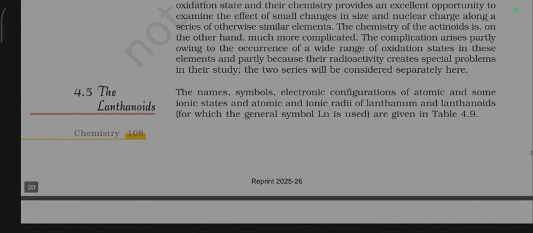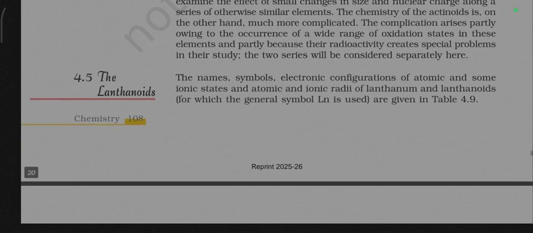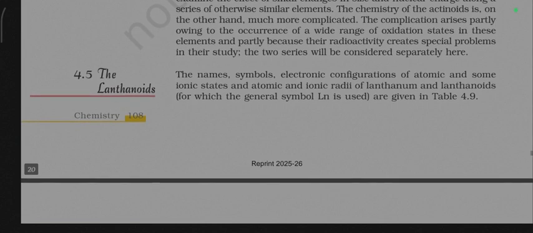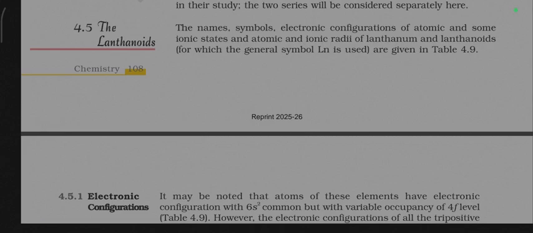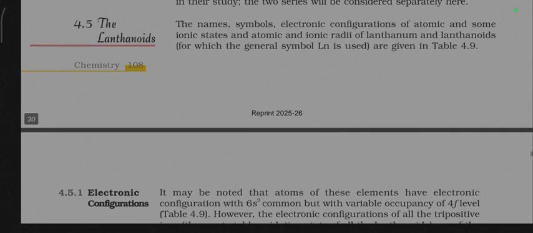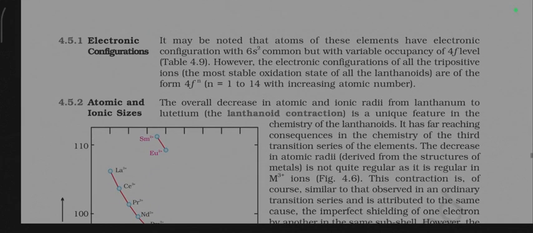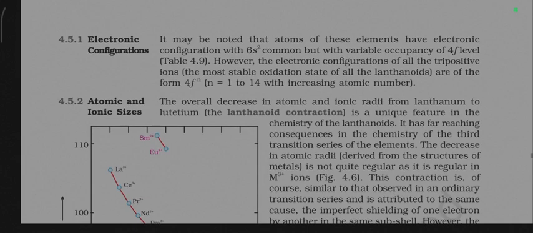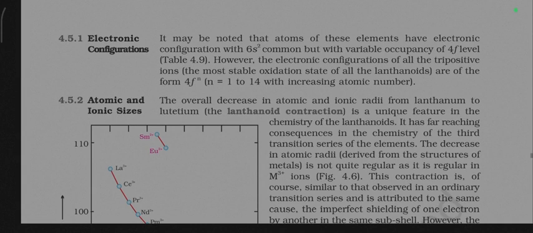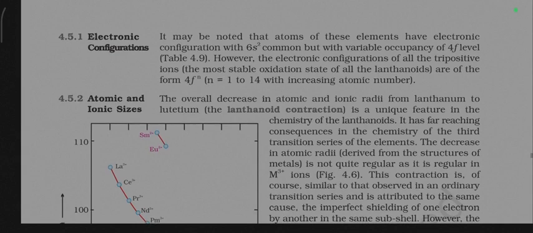The lanthanoids: the names, symbols, electronic configurations of atomic and some ionic states, and atomic and ionic radii of lanthanum and lanthanoids, for which the general symbol Ln is used, are given in Table 4.9. Electronic configuration: it may be noted that the atoms of these elements have electronic configuration with 6s2 common, with variable occupancy of 4f level. However, the electronic configurations of the tripositive ions, the most stable oxidation state of the lanthanoids, are of the form 4fn, n equal to 1 to 14 with increasing atomic number.